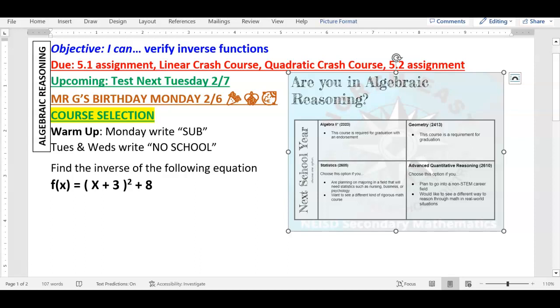The test is on Tuesday. Yeah. Inverses of linear and quadratic.